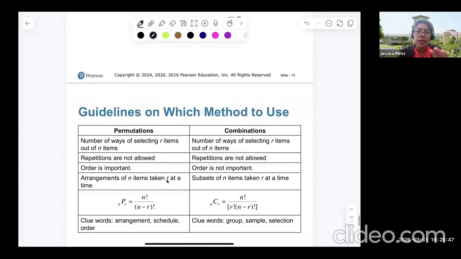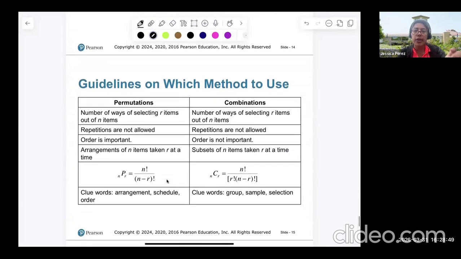And then how to distinguish the guidelines if we have two different things, where to distinguish between a permutation and a combination. Well, when you're given a permutation, you want to find the number of ways of selecting R items out of n items. Same thing as a combination. Repetitions, both of them are not allowed, but the difference is order is important when you're doing a permutation versus not important when we're doing a combination.